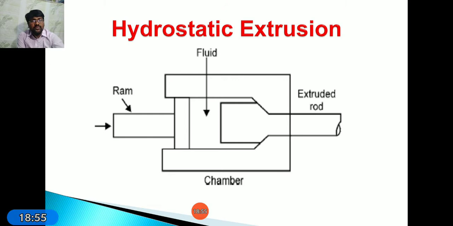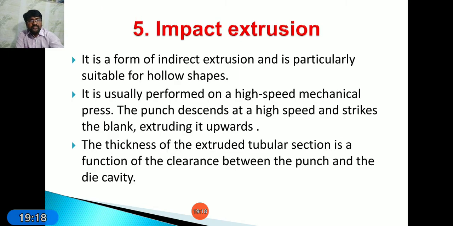Next, observe, it is the diagrammatic representation of hydrostatic extrusion. It is the chamber. Next, it is the extruded rod, it is the ram. Here, in between the ram and extruded body, we have to use hydrostatic fluid. Due to the application of force on the ram, it forces the fluid inside the chamber, and that fluid exerts force on the extruded part. Okay, like this the process will be carried out.